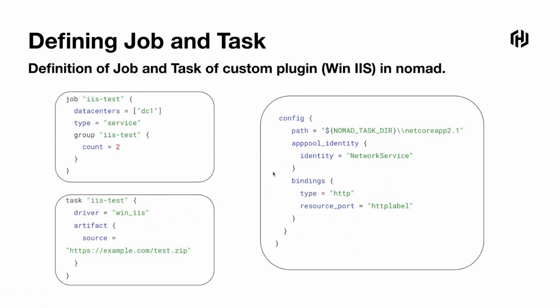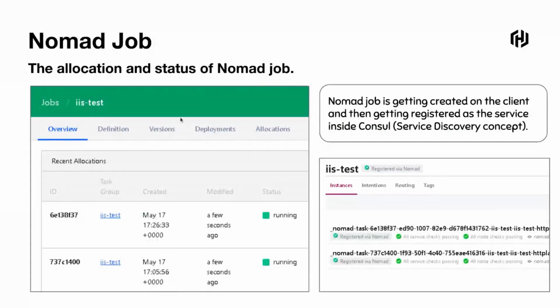And that's it. Once we have defined the task definition of the complete Nomad job, we will have a picture like this. The allocation will start running on the Nomad cluster, where you see that my two IIS applications are running here, and those are being registered on the Consul server. So we can easily see that whatever services are created on the Nomad are also being registered on the Consul as well. And you can see that this is registered via Nomad, already highlighted here.